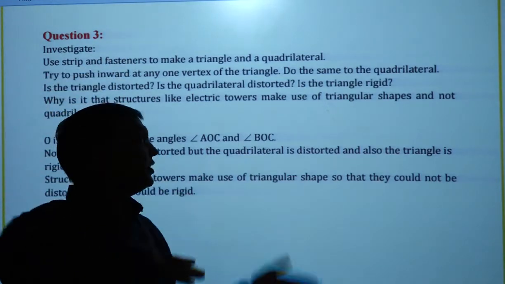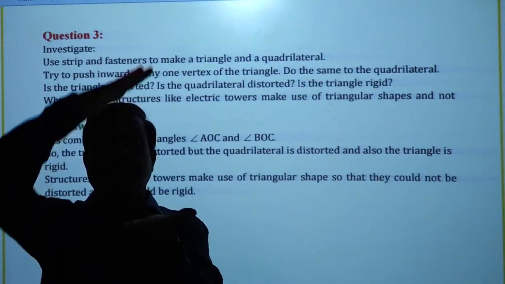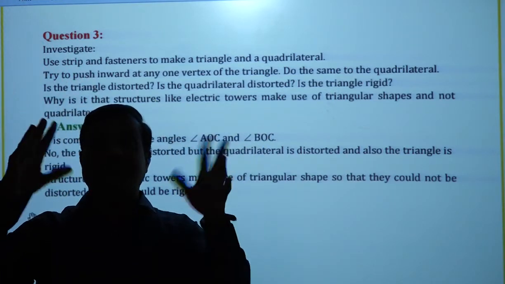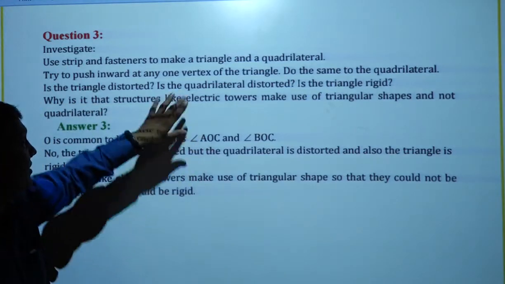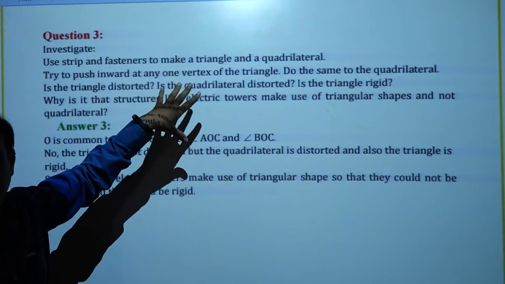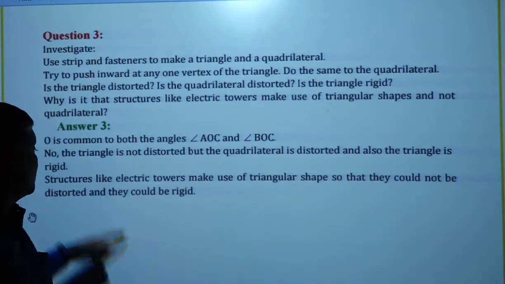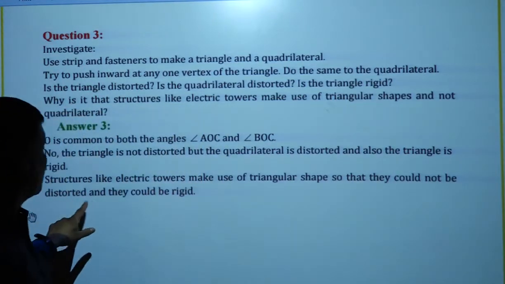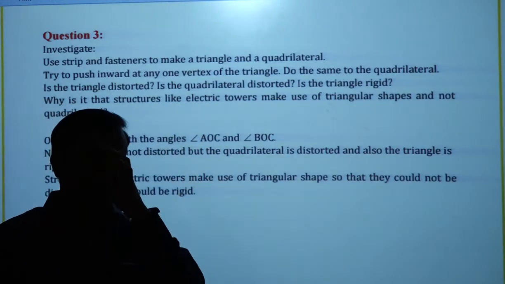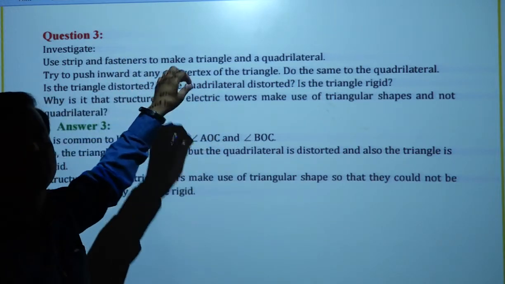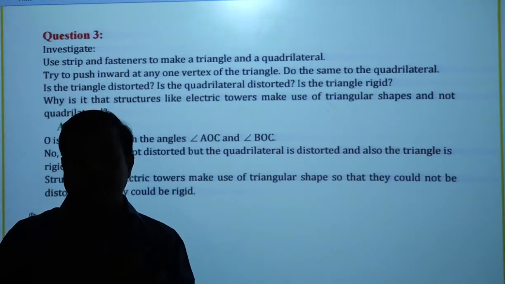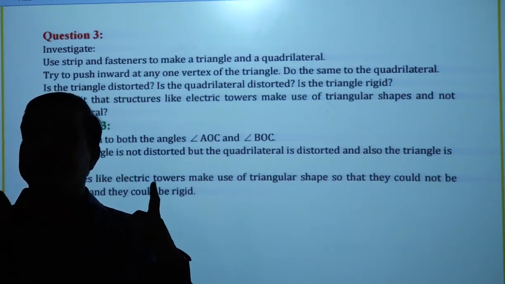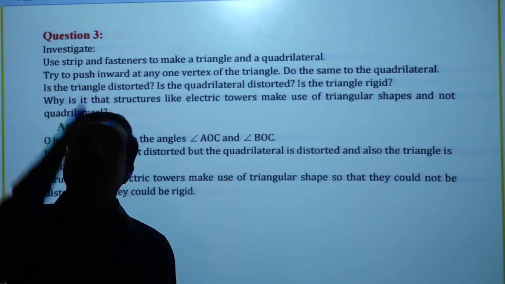When you press the triangle, it is rigid but not destroyed. When you make a quadrilateral and you press it, it is destroyed. So that's why electrical towers and cell phone towers are made in a triangular shape. Structures like electrical towers make use of a triangular shape so they do not get destroyed and they stay rigid. That's why they made that. So it is a small investigation. You try to do it at home with the help of sticks: make a triangle and quadrilateral and try to press. What happens, you will come to know.